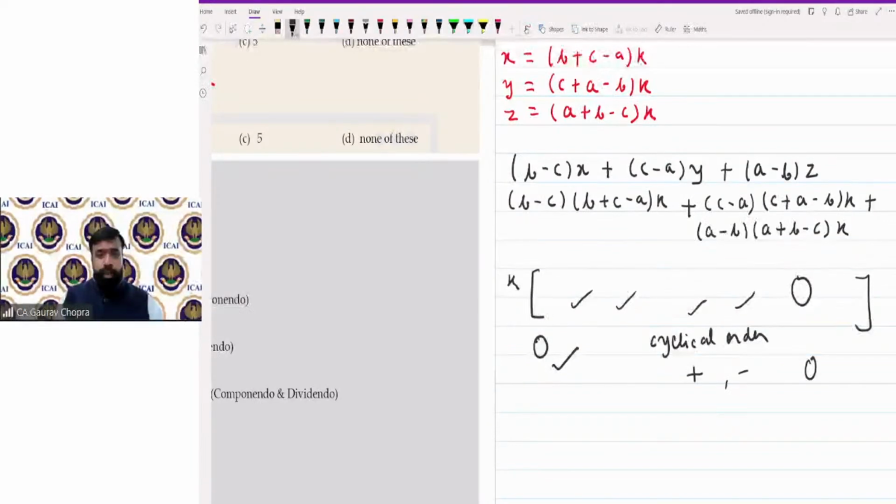Result will be 0. Some more questions of this type are available in our next topic, which is indices. There we will be doing such concepts where all positive and negative terms get cancelled and the final result will be 0. So no need to solve this completely. Directly the answer will become 0.